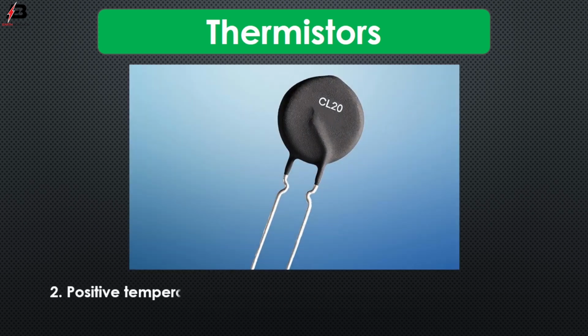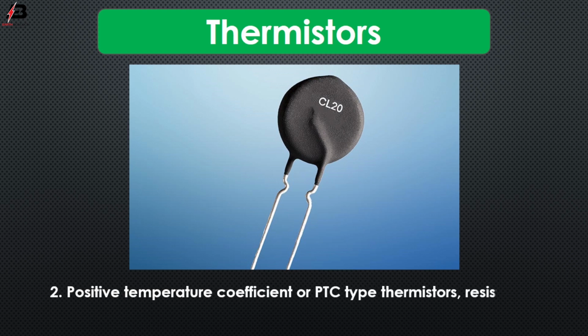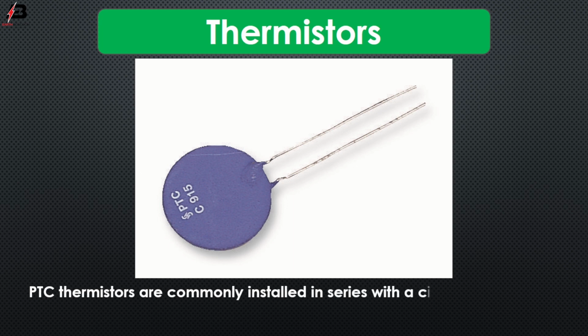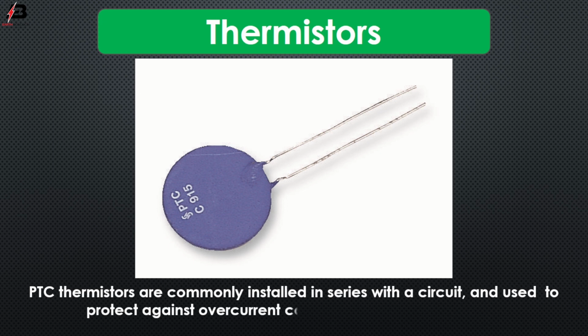Number 2, positive temperature coefficient or PTC type thermistor. Resistance increases as temperature rises. PTC thermistors are commonly installed in series with a circuit and used to protect against overcurrent conditions as resettable fuses.